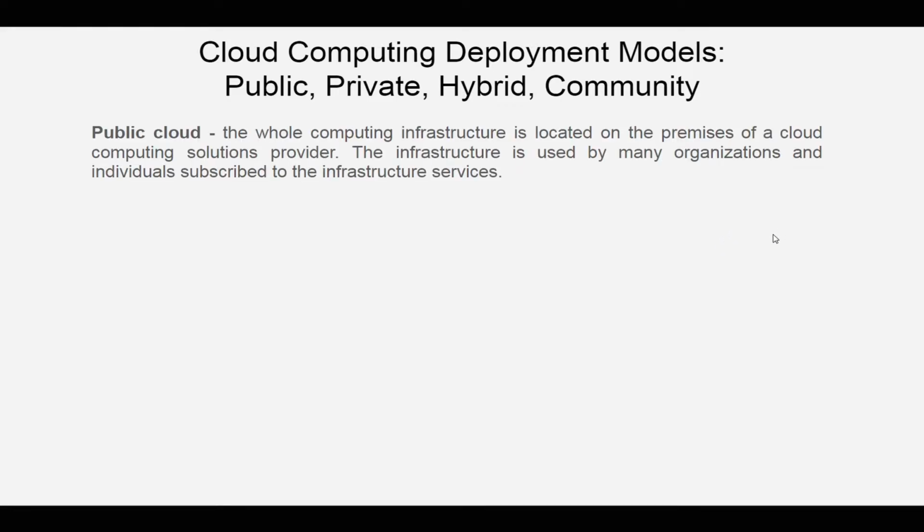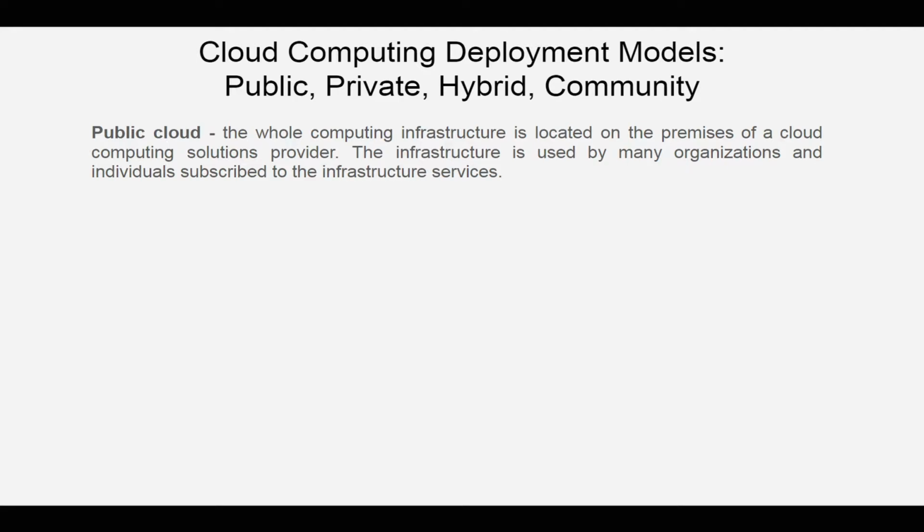So let's start. The first one is a public cloud, and in this one, the infrastructure is located on the premises of a cloud computing solutions provider. They are available for the use of the general public. So Amazon Web Services is a really good example of a public cloud because AWS can be used by the general public. And if you want to build infrastructure using AWS, then your infrastructure will be stored in their data center.